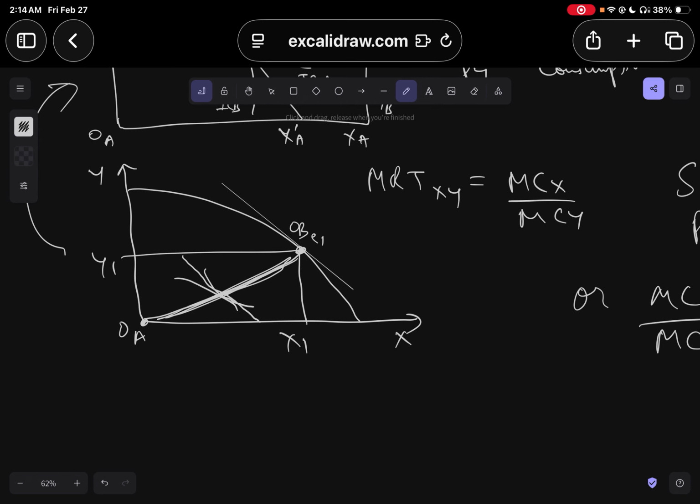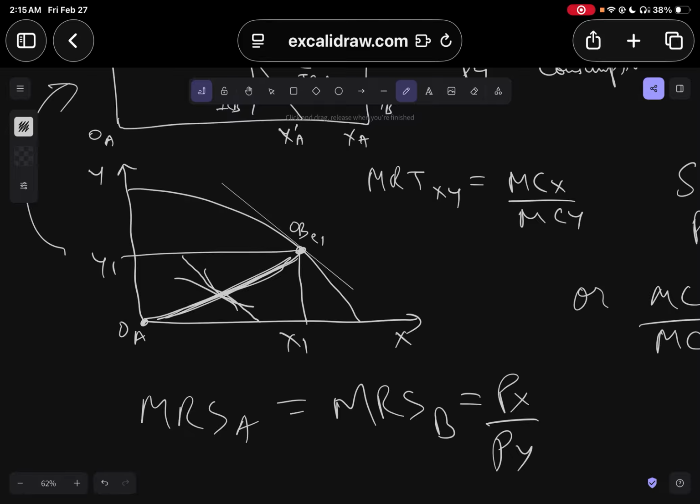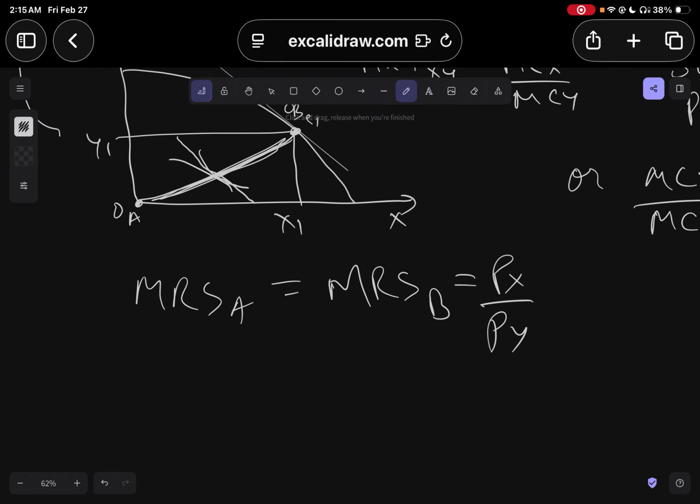Consumer equilibrium takes place when MRS A equals MRS B equals PX by PY. The slope of PPC is represented by MRT, which is also the representation of MCX by MCY. The slope of PPC shows the rate at which resources can be reallocated to transform one commodity to another. In equilibrium of exchange, it is required that MRS A equals MRS B equals MRT XY.